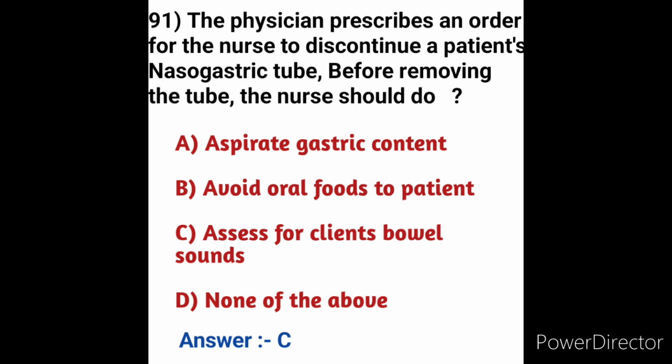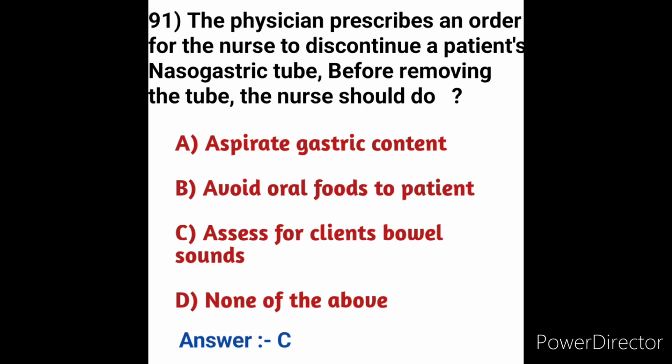Option A, aspirate gastric content. Option B, avoid oral foods to the patient. Option C, assess the client's bowel sounds. Option D, none of the above. Disconnect the tube from feeding and suctioning if present. Remove the tape or securing device from the nose and unclip the NG tube from the client's gown, and verify the tube placement. Then clear the nasogastric tube by inserting 10 to 20 ml of air into the tube to prevent aspiration. Any remaining gastric content, we have to assess first.